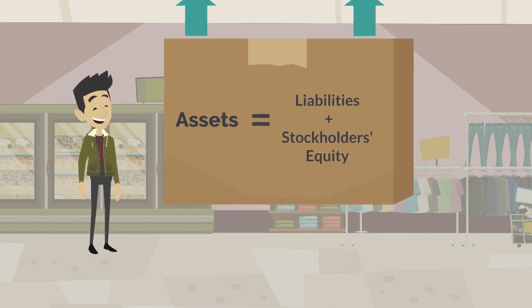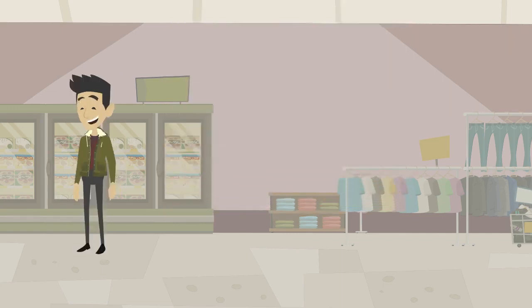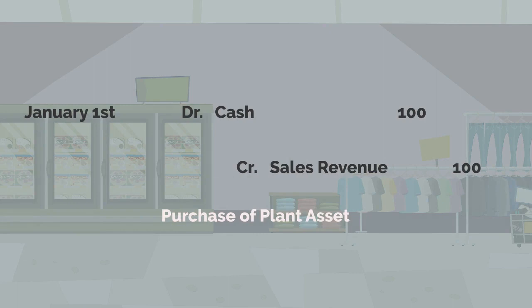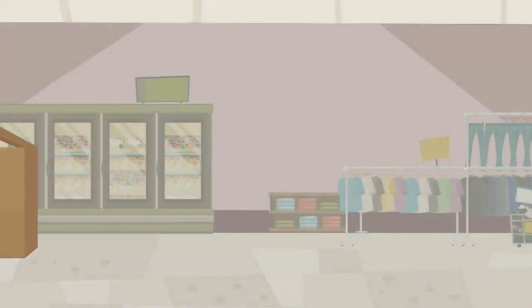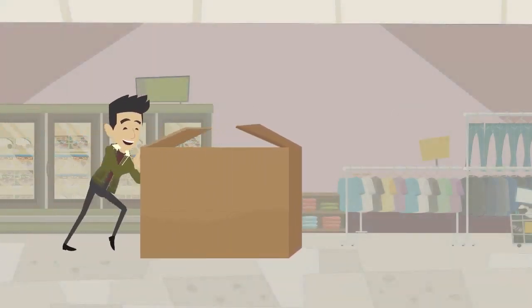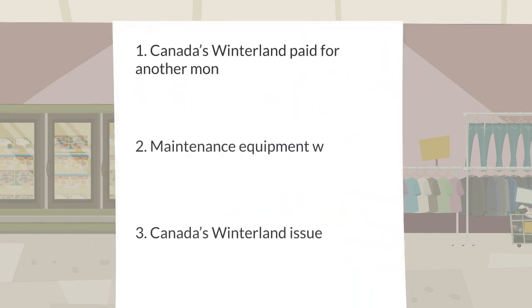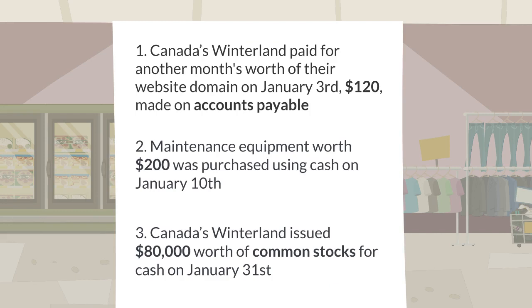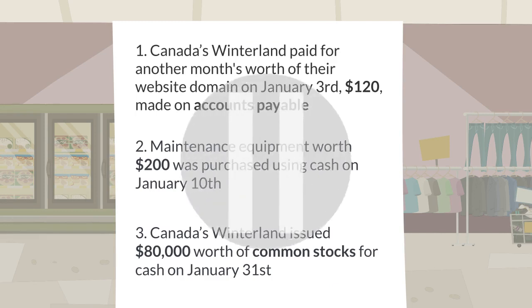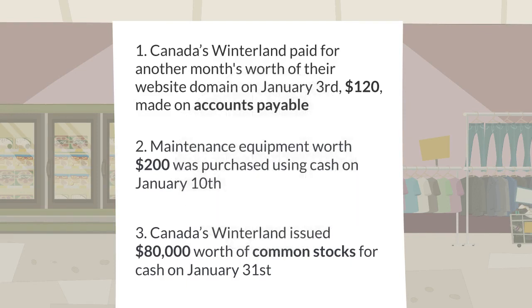Let's see this entry in the general ledger. Conventionally, journal entry formats always show the debits first and credits indented and after. We've seen how a sale appears in the journal. Now let's take a look at a couple more transactions. Below are some more transactions Canada's Winterland saw in the month of January. Pause the video and try making journal entries for each of these.